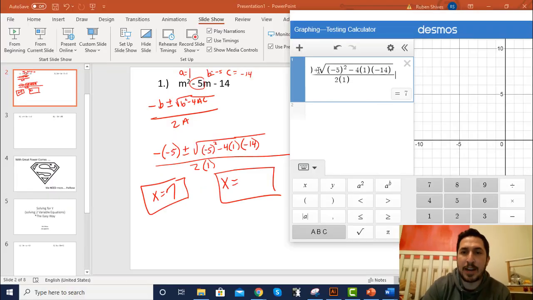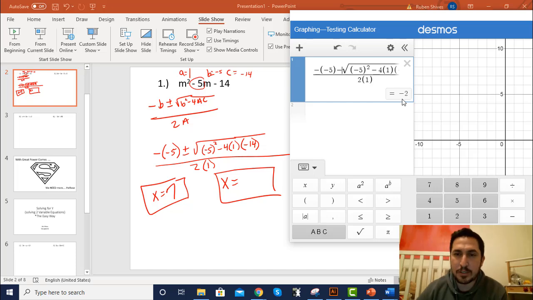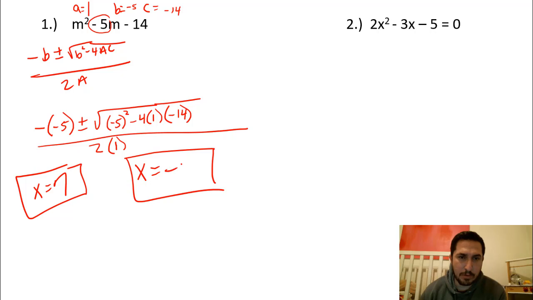Back to the Desmos calculator. Now you see how I did the plus sign right here, just before that big old radical? Now just change it to a minus sign and it'll give you the other number. Put a minus in there. Hey, it gives me a negative 2. So now I write down a negative 2 for my other answer. So I'll put a -2 right here for my other answer because it gave me that.